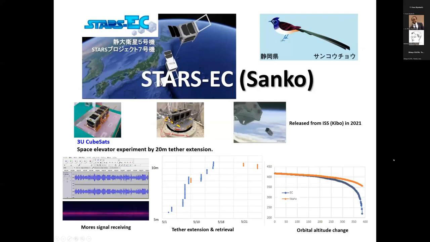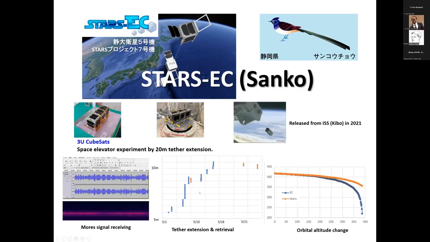And this is STARS EC, launched in 2021. So it is the newest satellite, but deployed in June this year. This satellite was a 3U CubeSat, and it was deployed from the ISS. In STARS EC, we could extend the tether. The tether is also a steel convex tape tether, and the tether is extended. We could extend the tether.